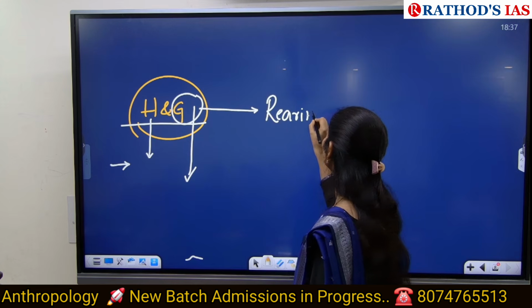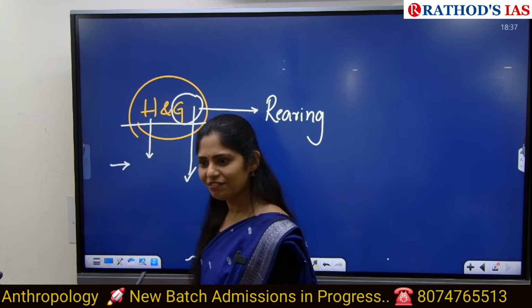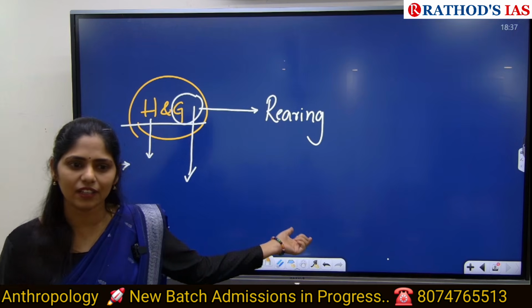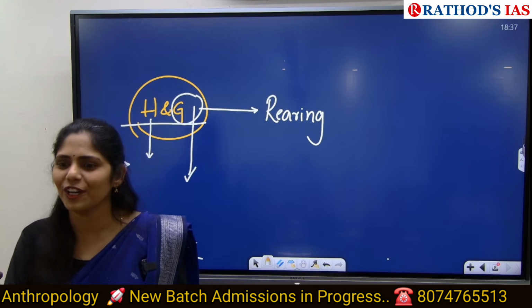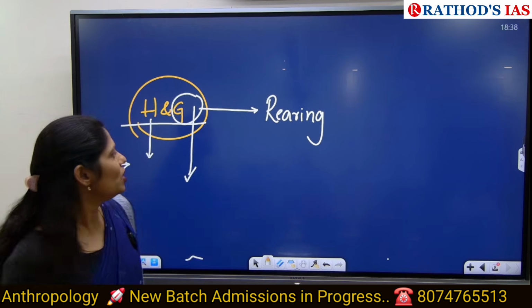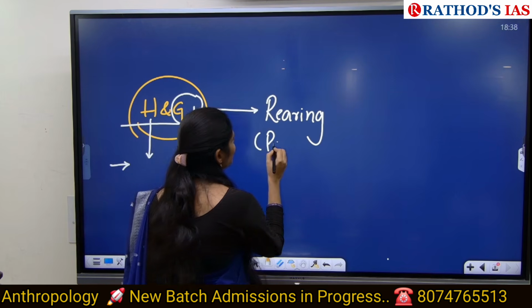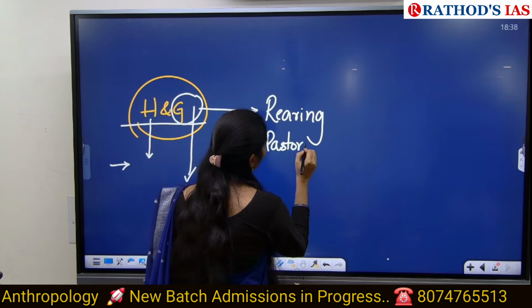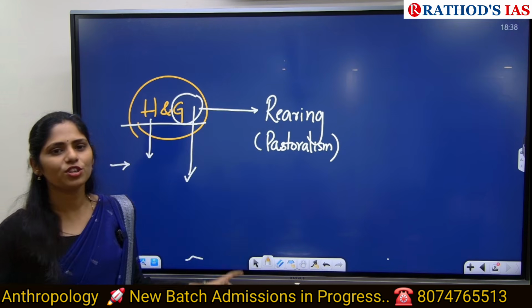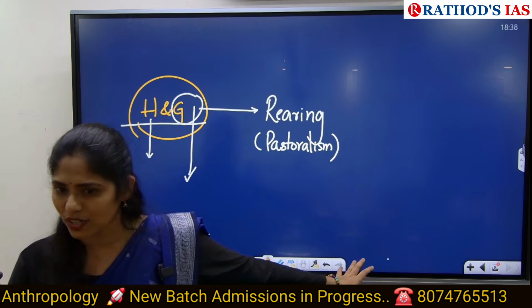Why do we have to run after the animals? We will only try to domesticate the animals. That is called rearing. They started rearing animals. Whenever they wanted, they could kill and eat. Right? So this is called pastoralism. So the next economic activity of humans in the process of evolution is pastoralism.